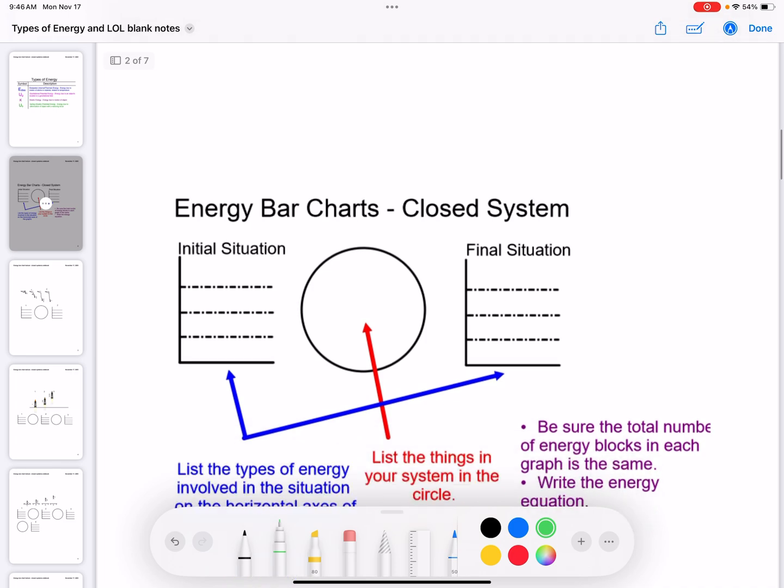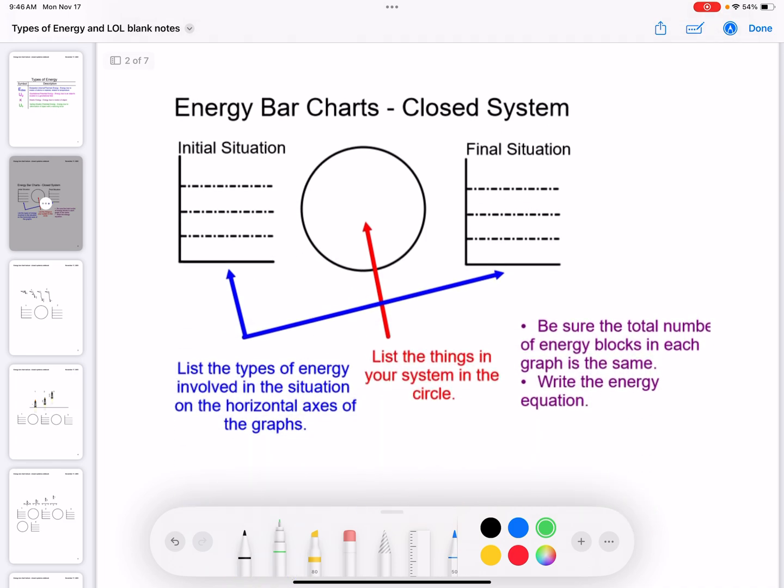To keep track of energy, we're going to use energy bar charts. We call these LOL diagrams for short, because we have a bar chart, and then the circle in the middle shows you the system. That's where you list all the things that are in your system. Remember, it's important to establish a system because there's energy everywhere. There's tons of energy in the universe that exists in lots of different places, and we want to draw a line around a system and say, I'm only going to worry about this energy here.